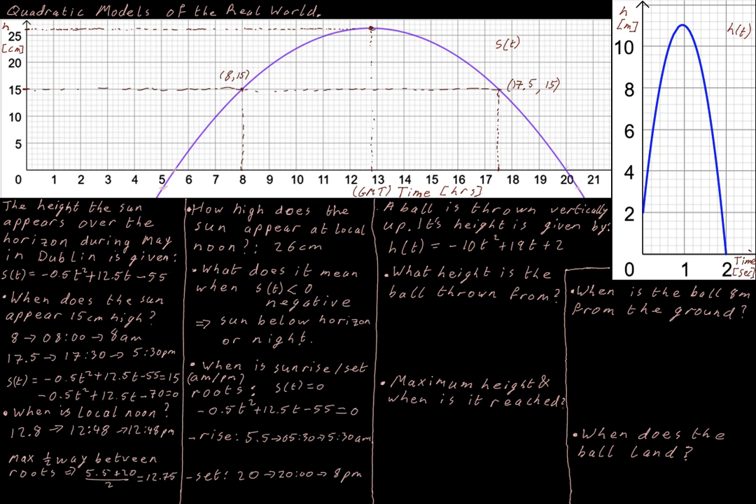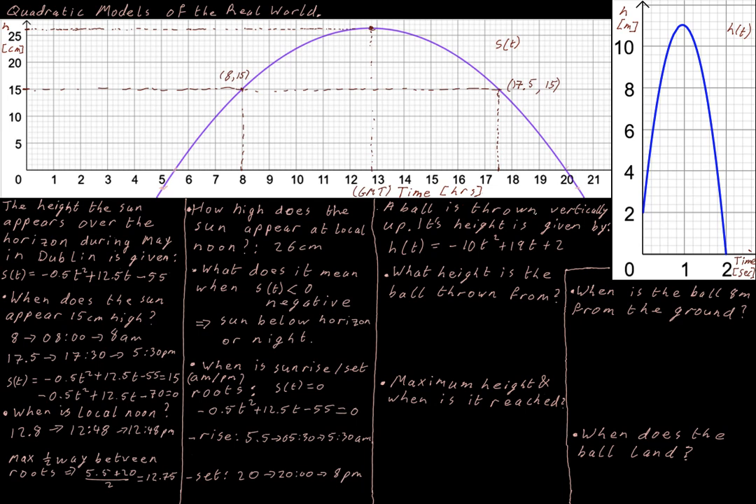And to reinforce the language we'd be looking at, we're looking at the roots of the equation, where we are crossing the x-axis, the height axis in this case. So we would have our quadratic equal to 0 for our height being equal to 0.